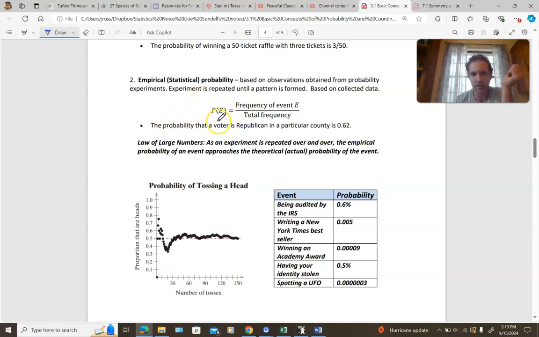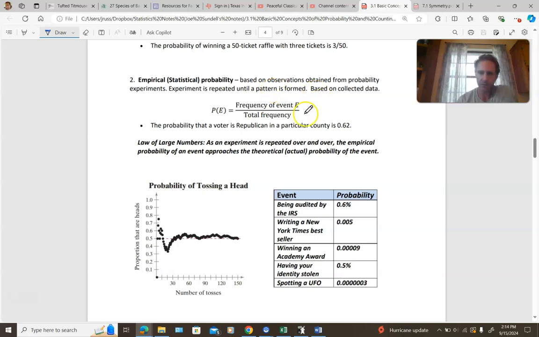Here's another example. The probability that a voter is Republican in a particular county is 0.62. The way this probability was determined was by looking at the past and looking at the percentage of Republicans versus Democrats and independents, whatever the case may be. And on average in the past it is probably 62%. So then we can say that if you randomly select any given person from that county, the probability that they're going to be a Republican is 62%.